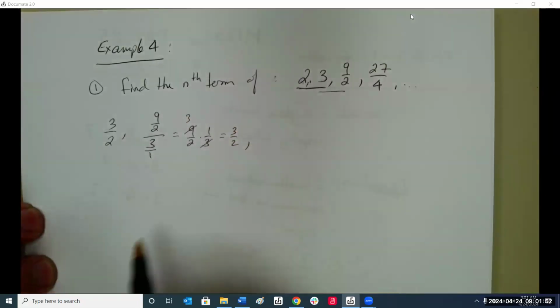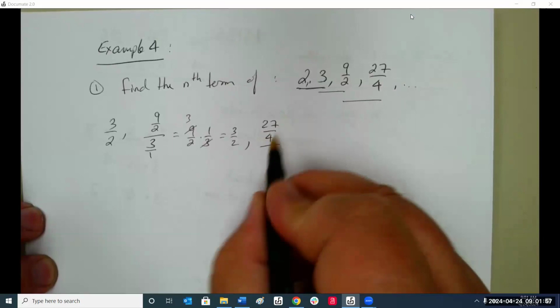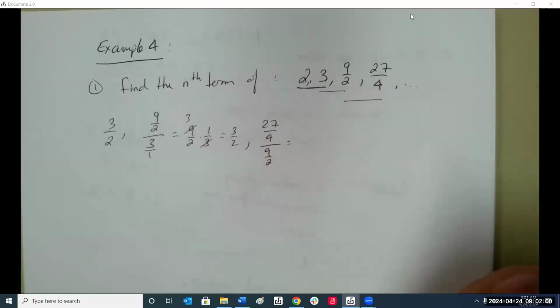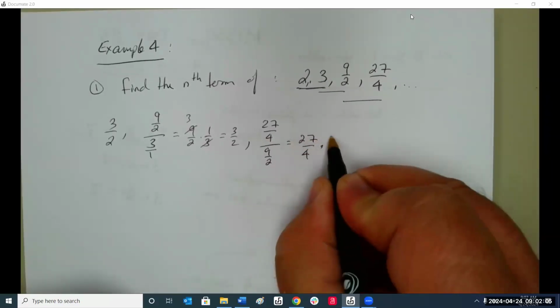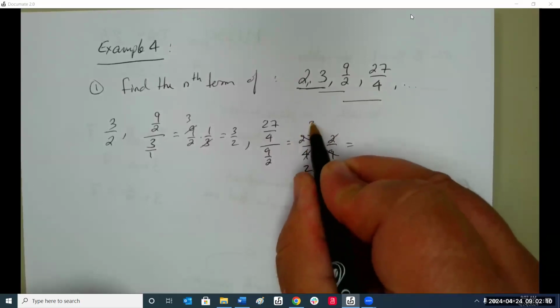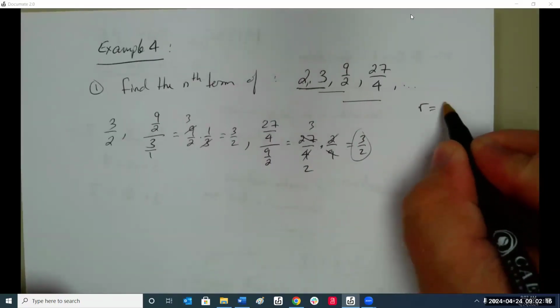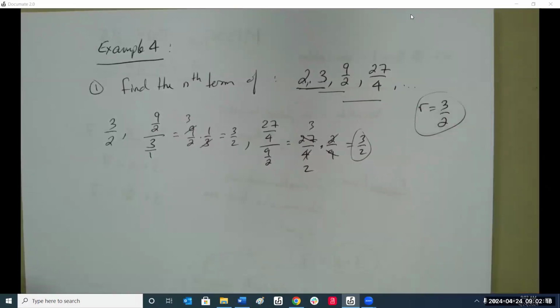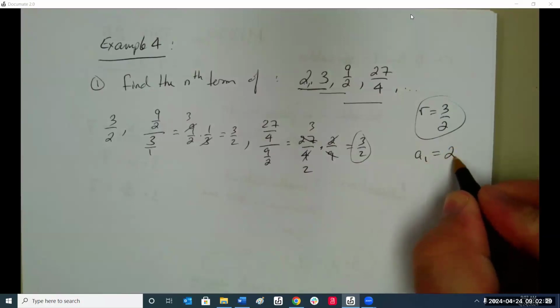Check. Take the next two. 27 over 4 over 9 over 2. 27 over 4. Flip the bottom. 2 goes into 4 twice. 3 goes into 27 3 times. So it's 3 over 2. Yes, so we have a common ratio of 3 over 2. And our first term is 2.